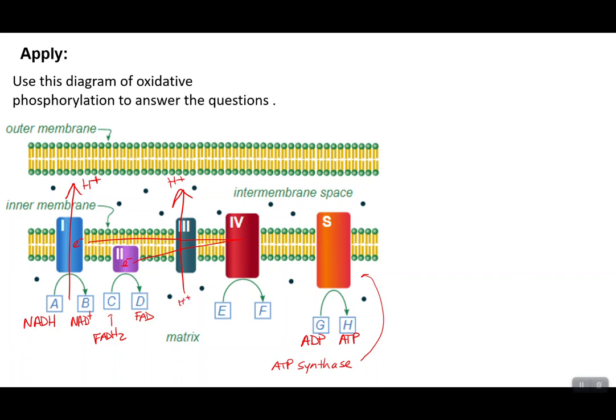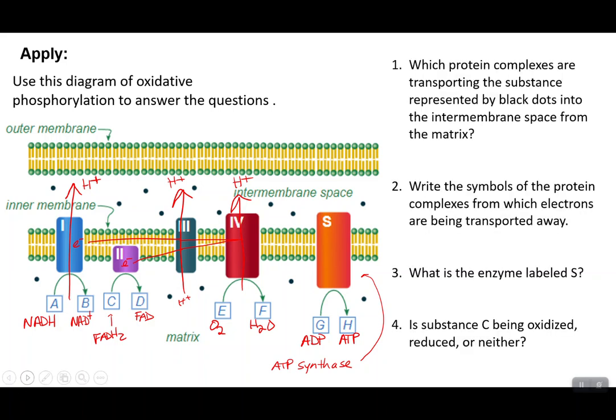All right, so then lastly, my complex 4, this is where the electrons arrive, and it's what helps reduce oxygen to water, along with pumping more protons across that inner membrane. All right, so this is basically everything we talked about in the previous slide. So now let's answer some questions about the electron transport chain or oxidative phosphorylation.